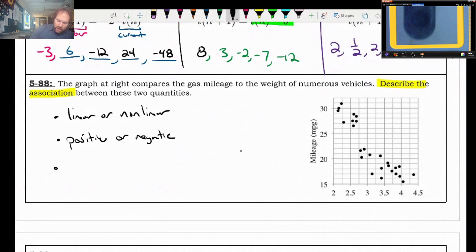And it's going to be either strong, moderate, or weak. It's one of those three. You need to pick out one word from each one of these sets to describe the association. It might be helpful if you start by drawing a line of best fit. Does a line make more sense, or does a curve make more sense for this graph?